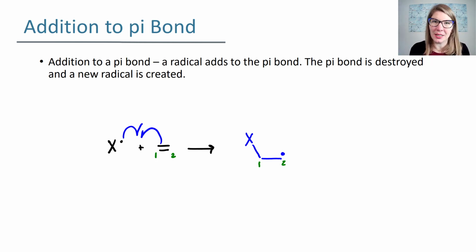Remember that the pi bond that's breaking is made up of 2 electrons. We've drawn one arrow showing that one of those electrons forms a bond with X, while the other electron needs to go on to the carbon. I don't really like that one. I don't feel like it's specific enough. Let's go ahead and redraw that and really point to that carbon.